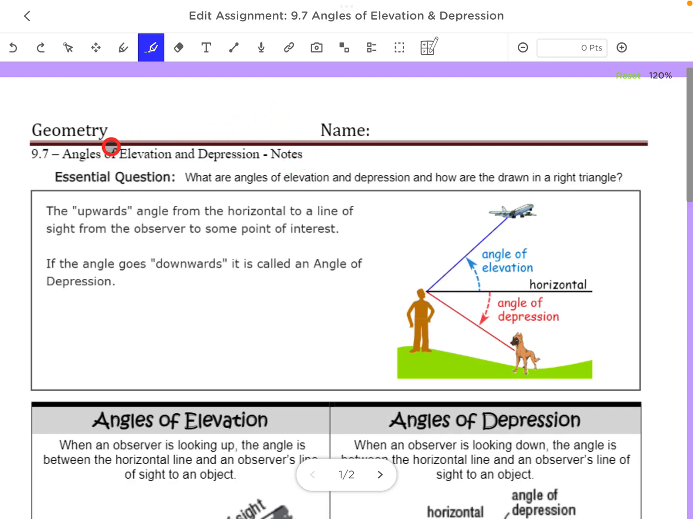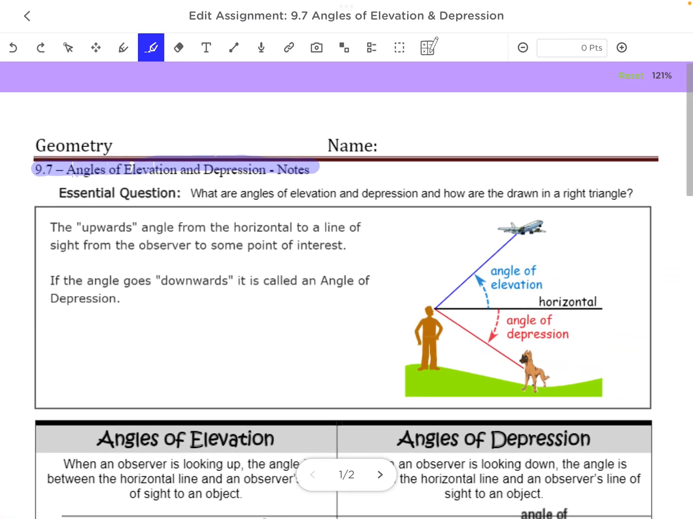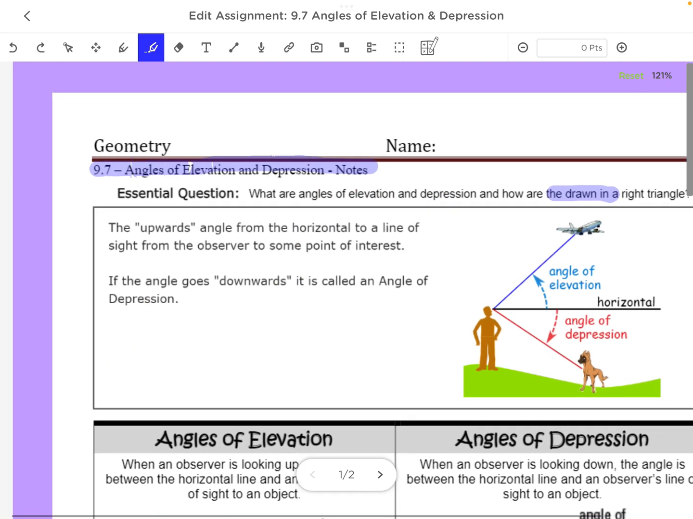Hey, welcome back, kiddos. Now we're going to talk about Unit 9.7, which is about angles of elevation and depression. I know you've heard those words before, but let's put it in the context of math. Our essential question today is: what are the angles of elevation and depression, and how are they drawn in a right triangle? Especially, we're going to talk about how we can draw a representation of that. All right, let's get right into it.